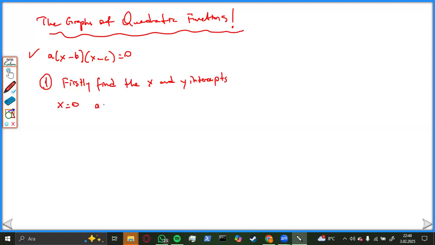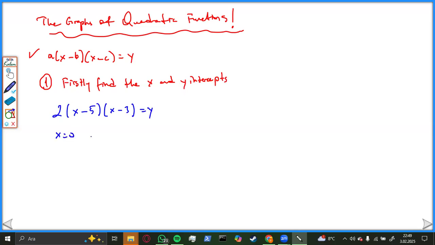So a times... just a second. I'd better show the function like this. As you can see here, x is 0. But just a second, I'd better show it with a real example. Assume that our quadratic function is like this. So let's start with finding the x and y intercept.